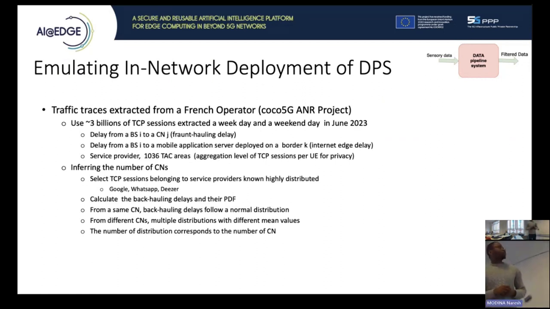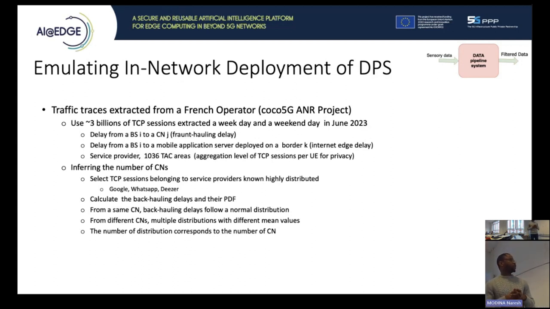So before evaluating the performance of the data pipeline system in an operator network, we need to emulate a realistic operator network. In this respect, we use traffic traces extracted from a French operator, provided in the framework of the COCO 5G INR project. So we actually use 3 billion TCP sessions extracted from a weekday and a weekend day in June 2023.